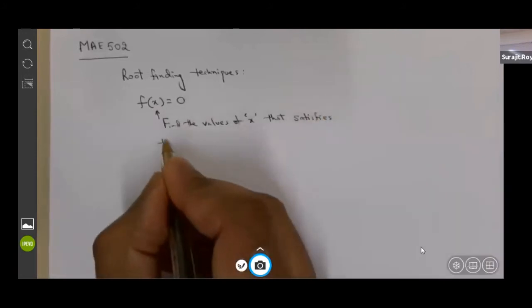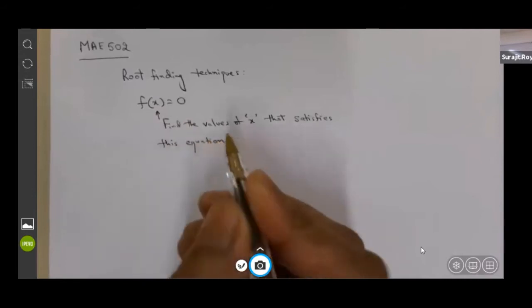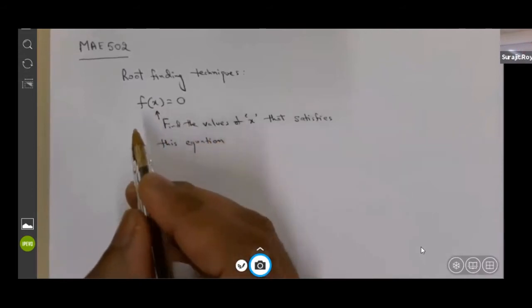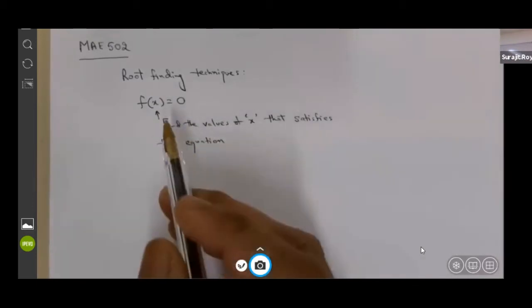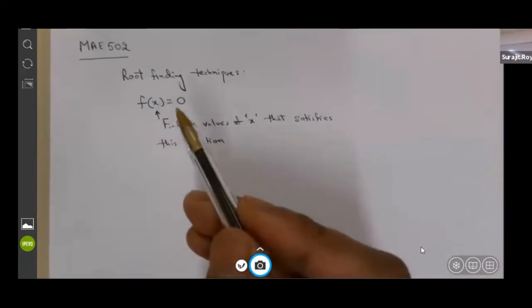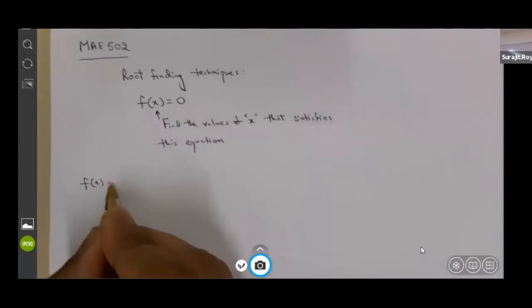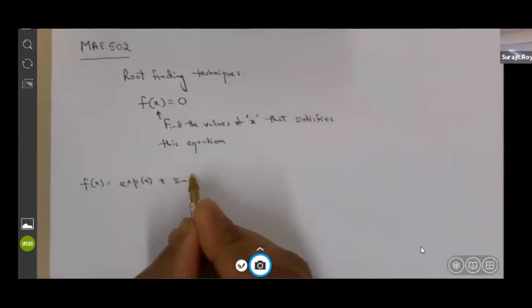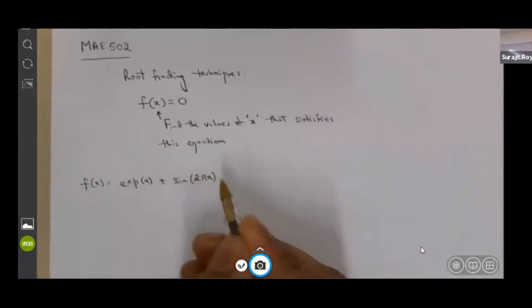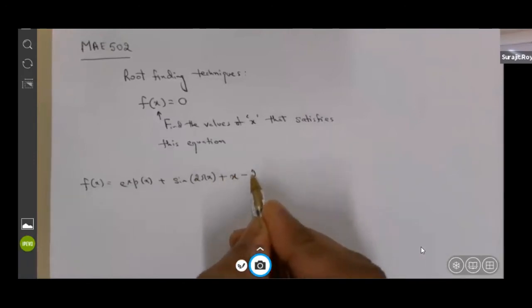Now we are doing that in a numerical manner, in the sense that we do not have any access to any analytical formula. Just like if it is a quadratic equation, we discussed that you know how to solve for the roots of a quadratic equation. But if f(x) is a very generic nonlinear function, for example, f(x) is, let's say, exponential x plus sine 2 pi x plus x minus a constant, let's say 2.